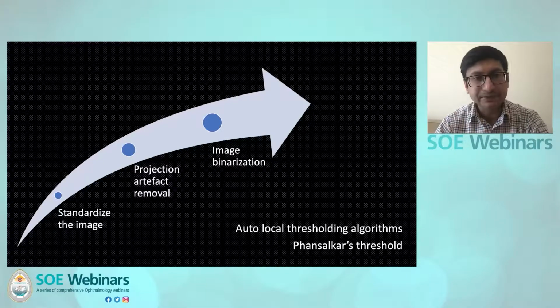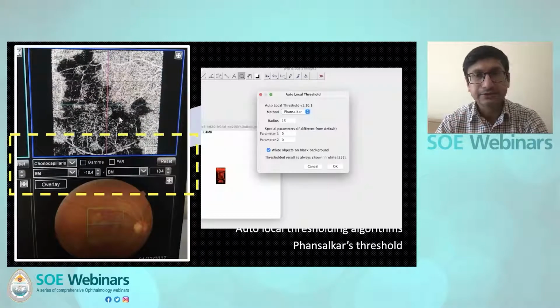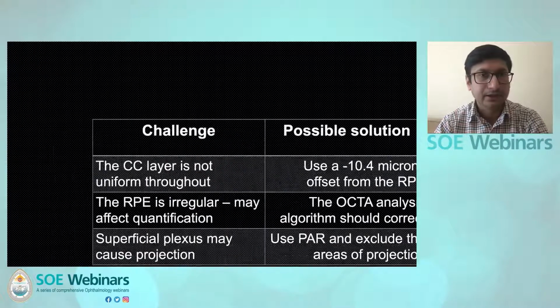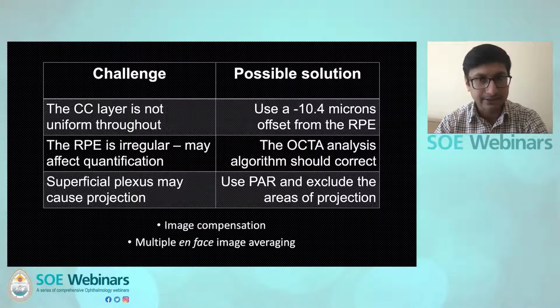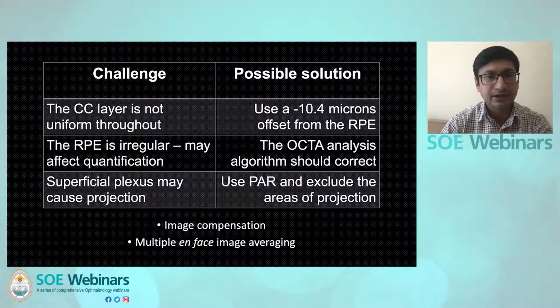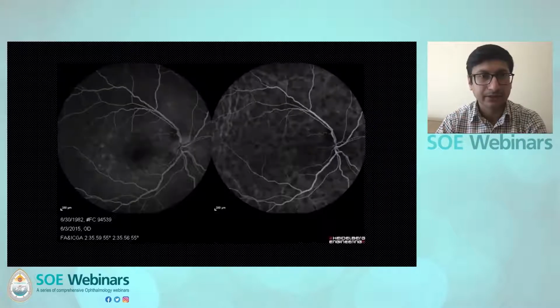There are standard steps such as standardizing the image, removing the projection artifact, and binarizing the image, and thresholds such as the Phansalkar threshold. They work really well in analysis of the choroid. So there are a number of challenges such as non-uniformity of the choriocapillaris layer and projection and irregularity of RPE, all of which can be partly addressed. Some of the newer aspects which are upcoming include image compensation and multiple en-face image averaging, which can be very useful in the choroidal or choriocapillaris imaging.